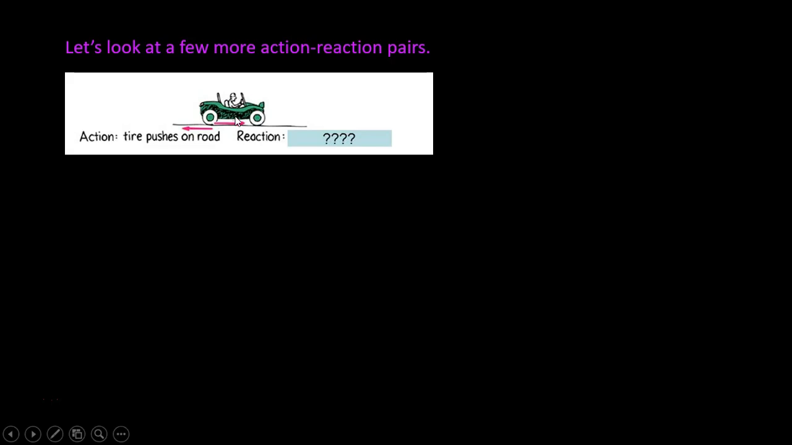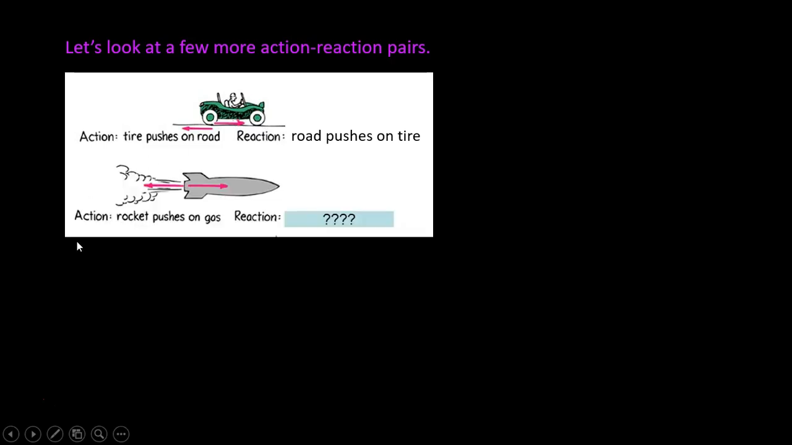Let's look at a few more action-reaction pairs, and this time you see if you can figure out the reaction force. Here we have a car, and the action force is the tire pushes on the road. That's this force. What's the reaction force? Well, it's the road pushing on the tire, and that's this forward or rightward force.